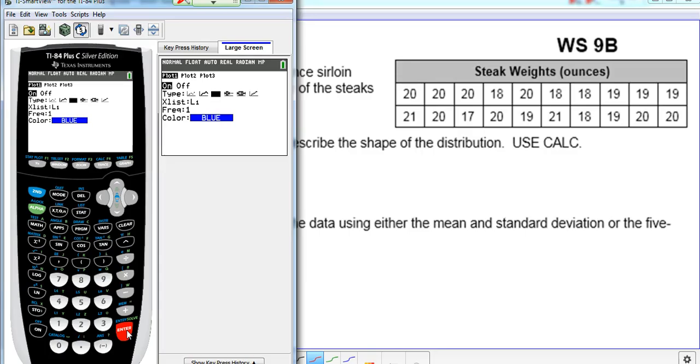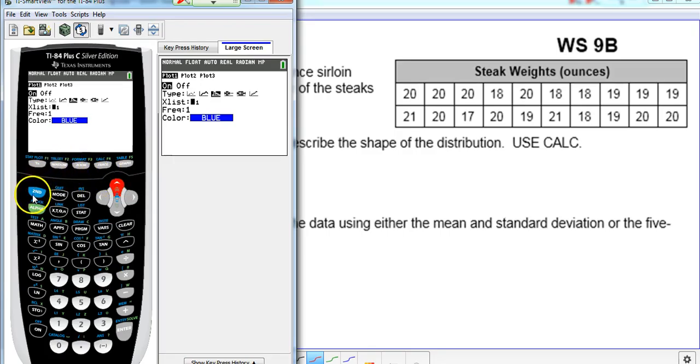No matter which model calculator you have, you want it to say list 1. And for frequency, we're not putting a frequency list in, so it just says frequency of 1. In other words, each item in list 1 occurs once.